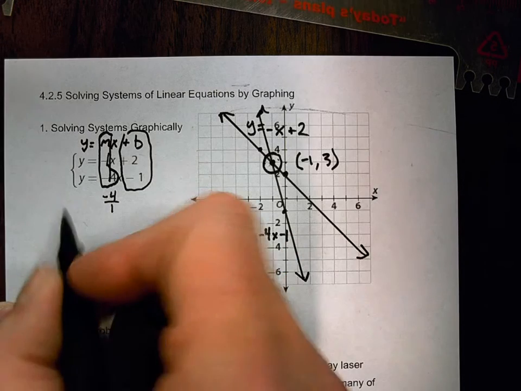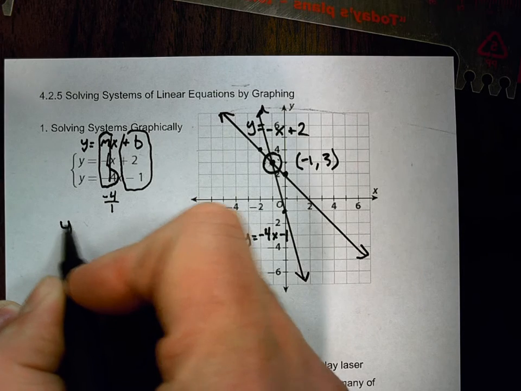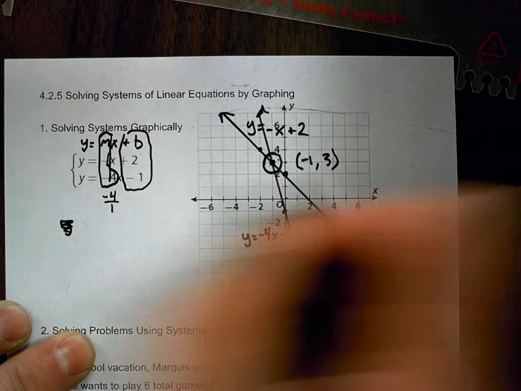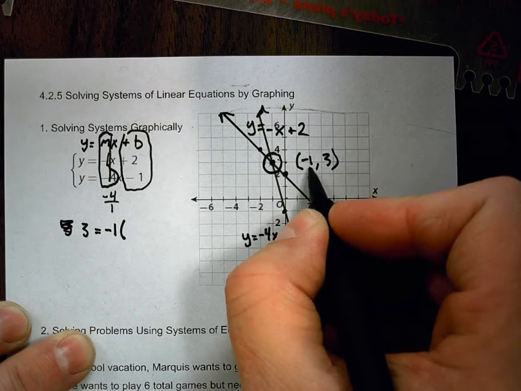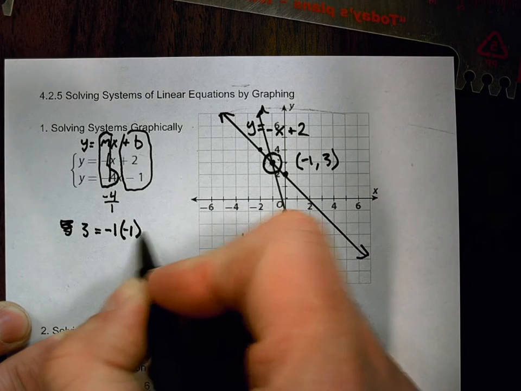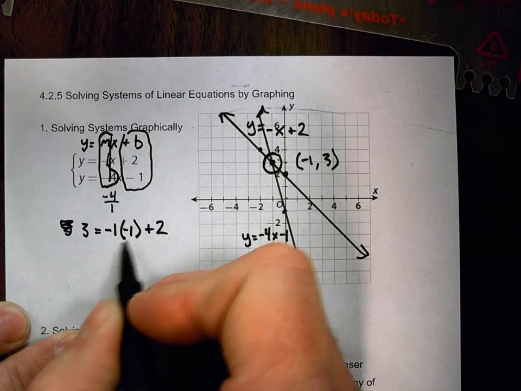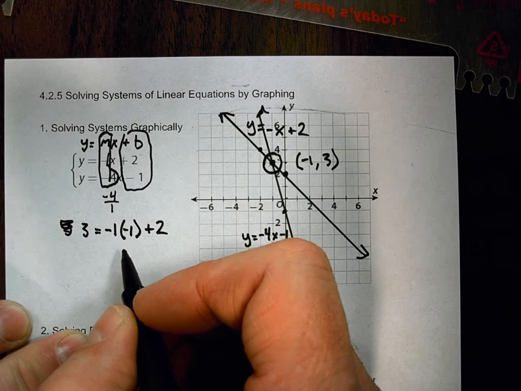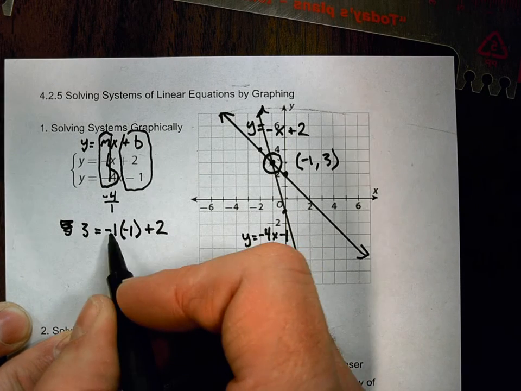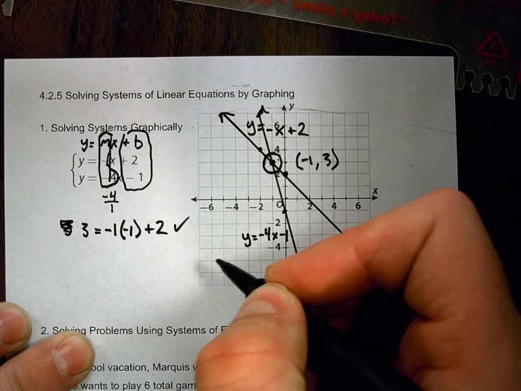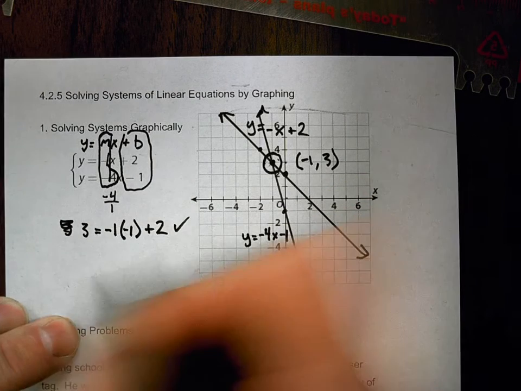So let's go to that first one. The first equation was y, which now is 3, right? 3 equals -1 times -1 plus 2. What's -1 times -1? 1. What's 1 plus 2? 3. So this is a true equation, right? Yes.